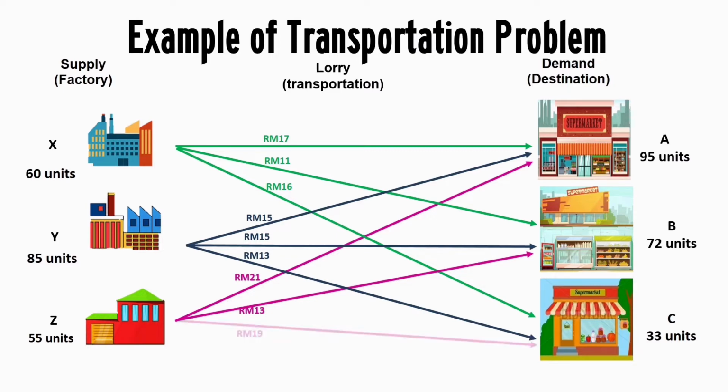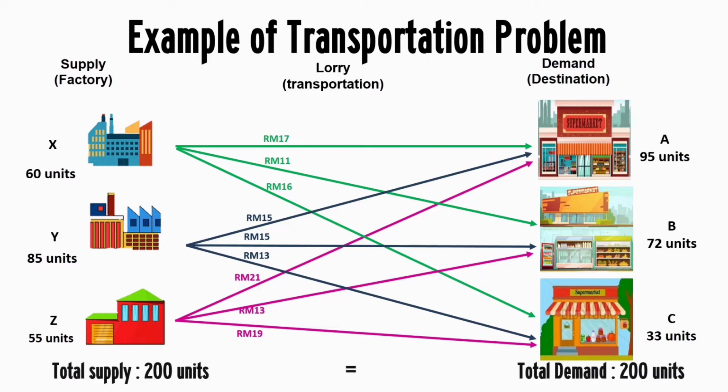This problem will be solved using the first initial solution, for example, Northwest Corner Rule method. Before that, we have to make sure that the total supply must be equal to total demand. This is called balanced transportation problem.